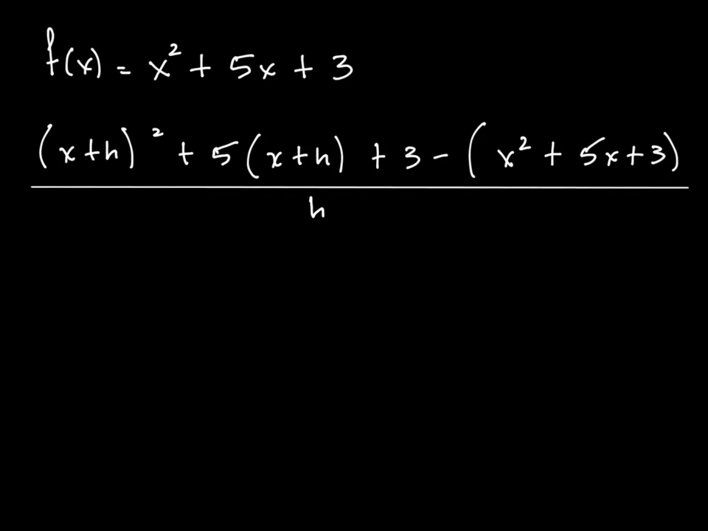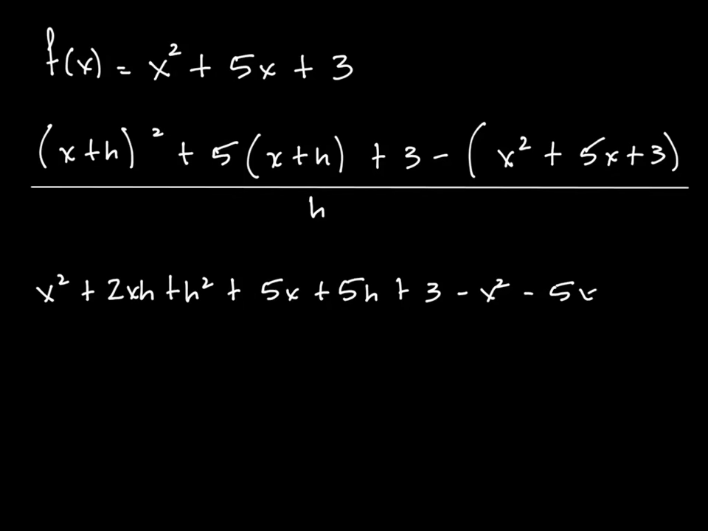Still dividing by h. Now, because these are a little more complicated, we have to do some foiling, distribution, combining like terms, so it's a little bit more complicated. But it's not stuff that we haven't done already. So we get x squared plus 2xh plus h squared. Second one, distribute, we get 5x plus 5h plus 3. Then distribute our negative, we get minus x squared minus 5x minus 3. All divided by h.